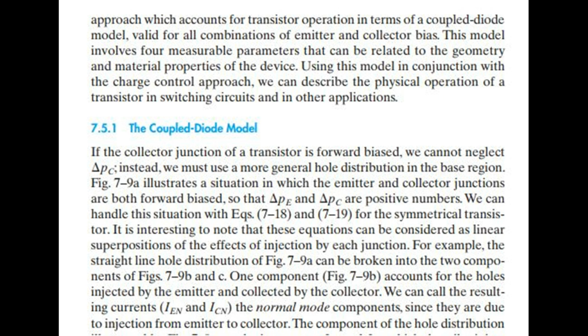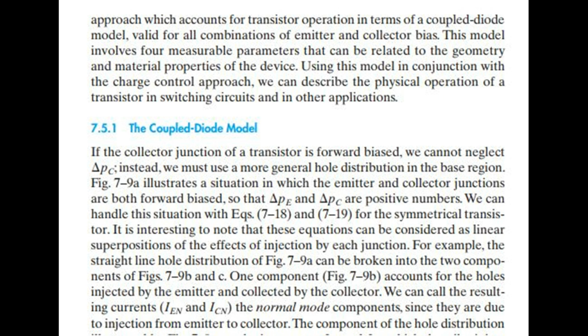It is interesting to note that these equations can be considered as linear superpositions of the effects of injection by each junction. For example, the straight line hole distribution of Fig 7.9 can be broken into the two components of Fig 7.9b and c. One component, Fig 7.9b, accounts for the holes.